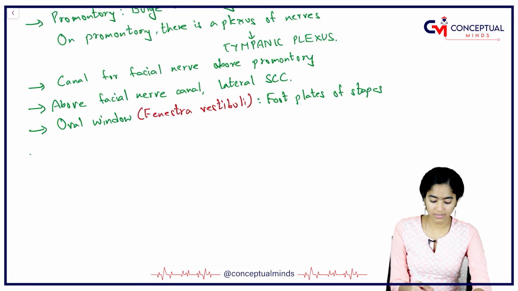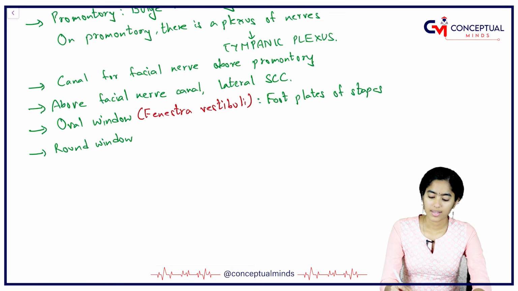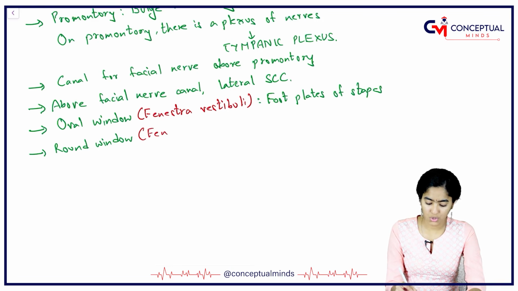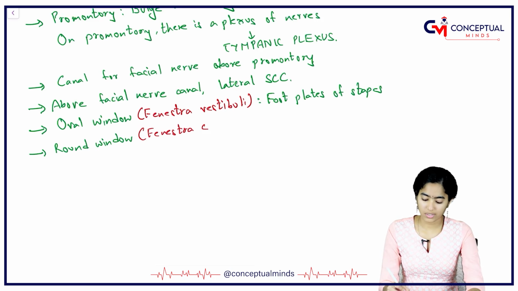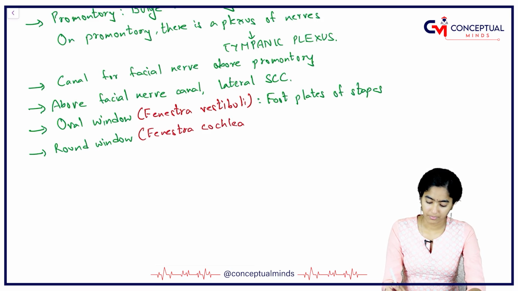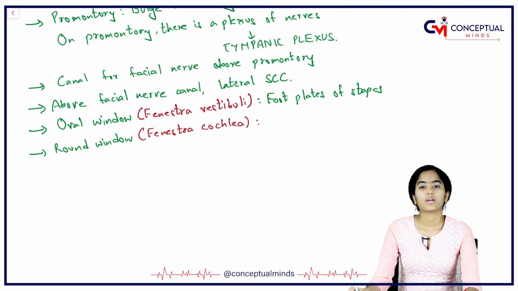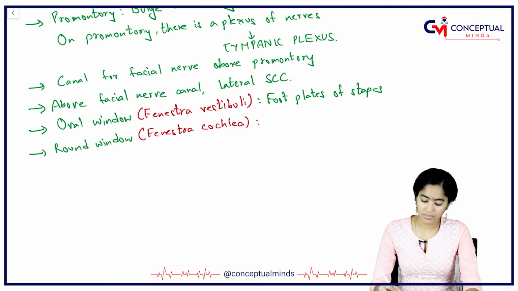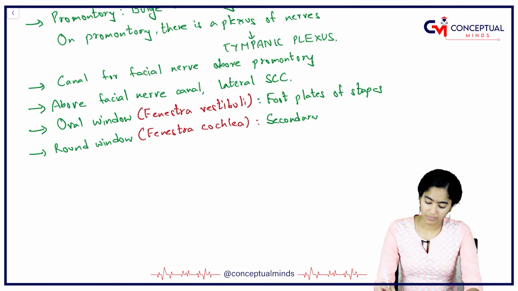Then there is another window called the round window. This round window is also known as fenestra cochleae. The round window forms the secondary tympanic membrane.